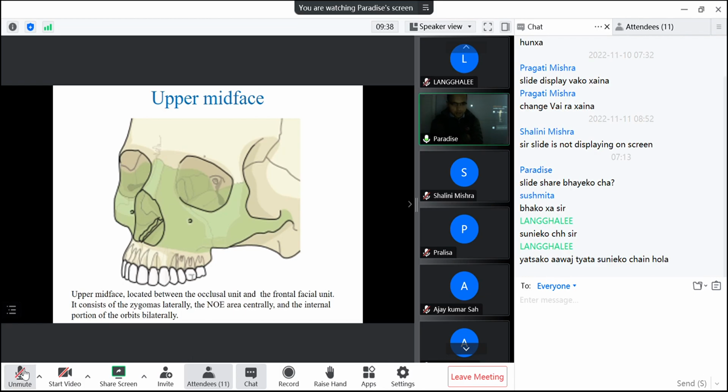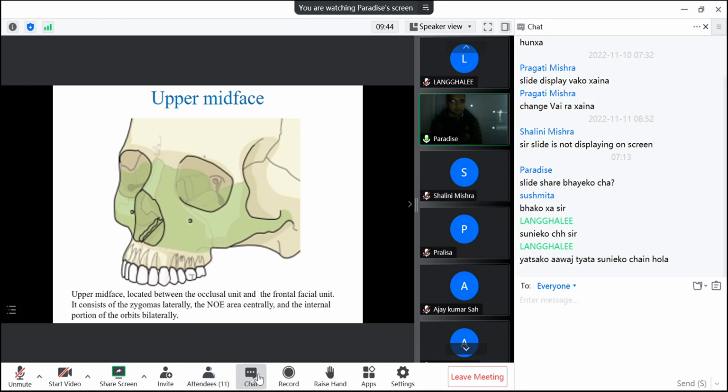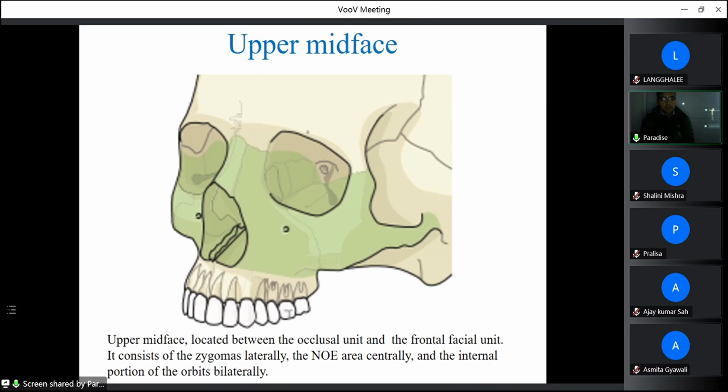The upper midface is located between the occlusal unit and the frontal facial unit. It consists of the zygoma laterally, the NOE area centrally, and the internal orbits on the lateral surfaces. The midface is divided into two parts at the Lyphoid level. Below the Lyphoid level is the lower midface, and above the Lyphoid level is the upper midface.